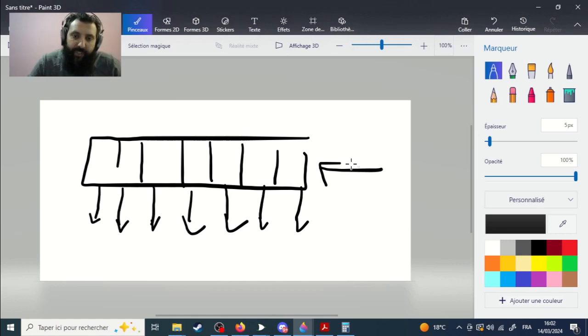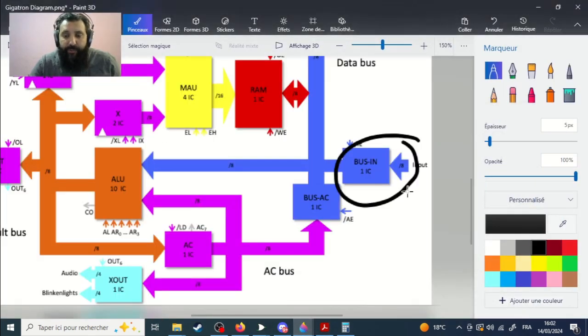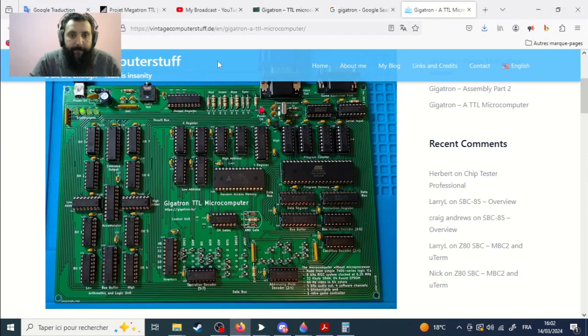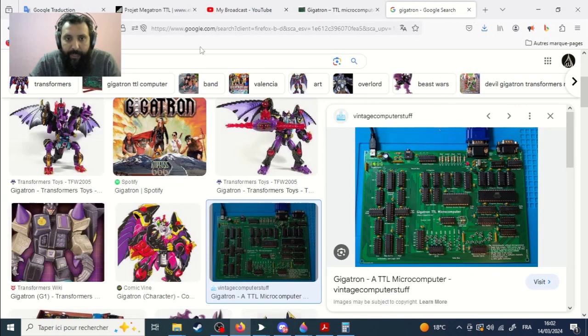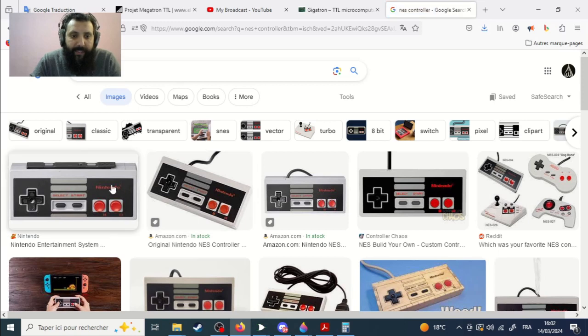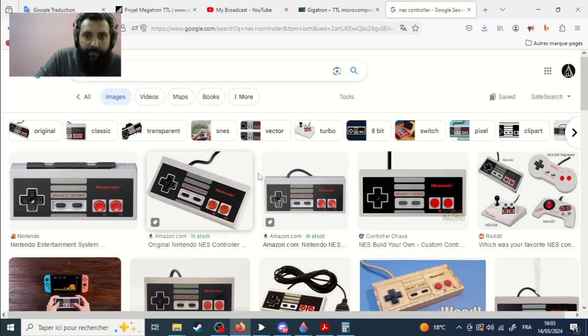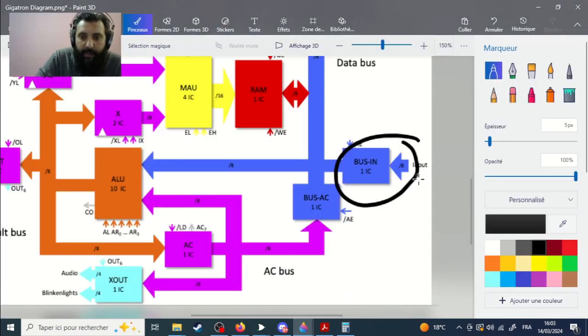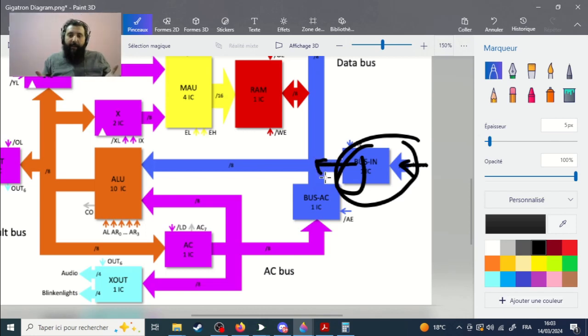In this part, we are using a shifter. Why are we using a shifter in Gigatron? Because Gigatron uses an SNES controller for input. This is an SNES controller. The protocol of this controller puts data one by one into this shifter, and this shifter puts the overall grouped data, 8 bits, on the bus.